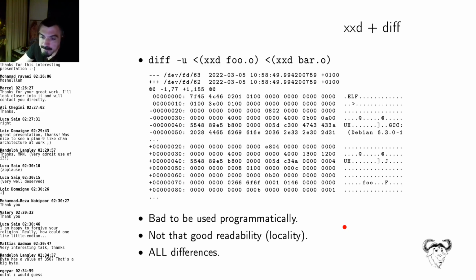But well, on one side, this is not good to be used programmatically. On the other side, this is not that easy to read by a person, because as I said, this block is big. So there is not much locality, right? And also because at the end of the day, all you are seeing here are raw bytes. The ASCII dump is sometimes helpful, sometimes it isn't. And also you get all differences. Again, you can't determine a subset. You can't say, I'm only interested in this area of the files. No, you get everything.